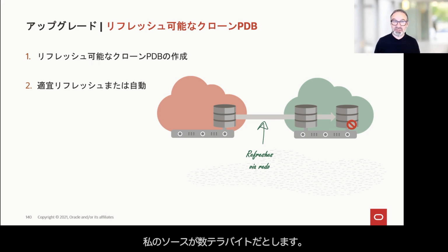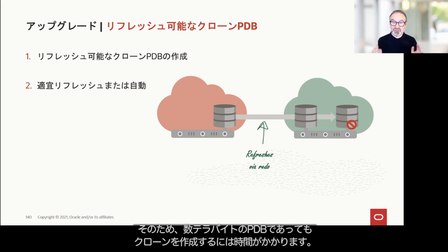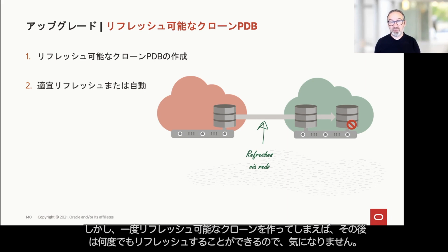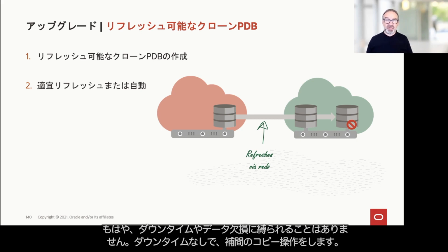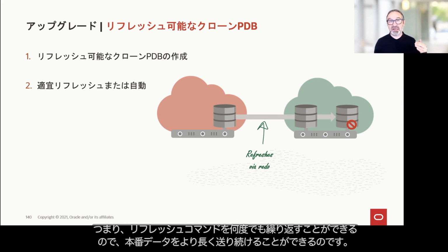Assume that my source is several terabytes. So just cloning even a several terabyte size PDB takes a while. But I don't care, because once I created this as a refreshable clone, I refresh afterwards and I refresh again. So I'm not bound anymore to the involved downtime or lag. Actually, it's not a downtime, but it's a lag of the copy operation. And this means I can go forward on my production much, much longer, because I can repeat that refresh command here as often as I want to.